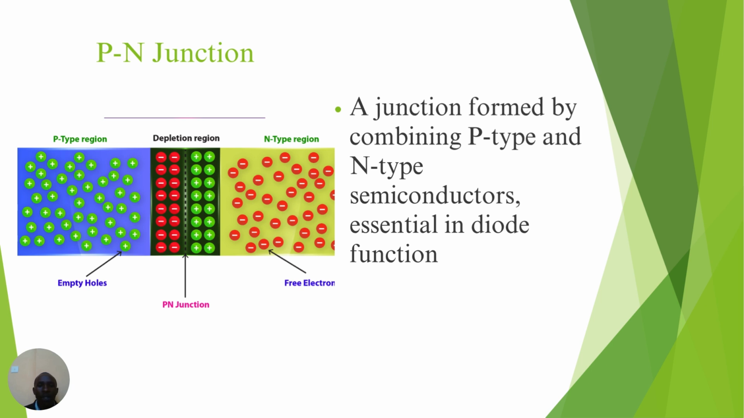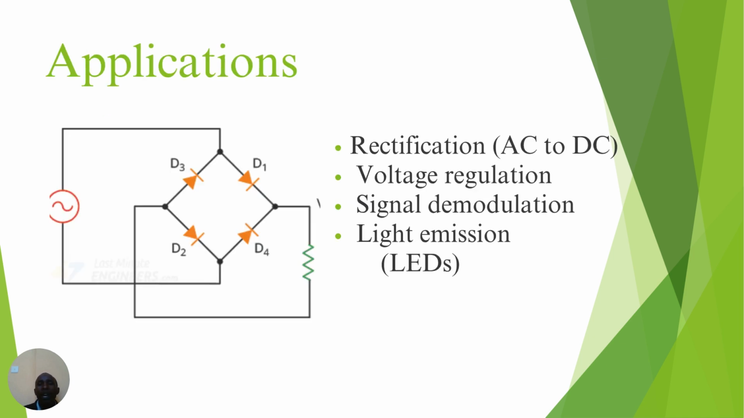So we go to applications of diodes. Number one is rectification. As someone had said, we do apply it in rectification. That's the process of changing alternating current or alternating voltage to a direct voltage. This is a diagram for rectification. You can see D1, D2, D3, D4. These are our diodes. This is the source of the alternating voltage. Here is a load.